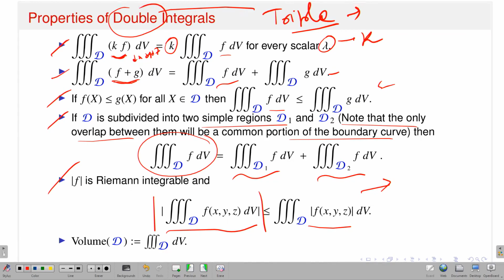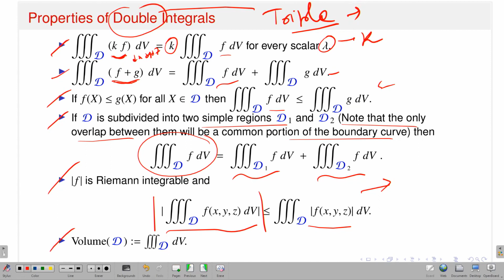So if modulus of f is triple integrable, then f is triple integrable, and for the integral of f over D, if I take the absolute value, it is dominated by the triple integral of modulus of f. That means you can push your absolute inside the integrand. And this is the kind of application.